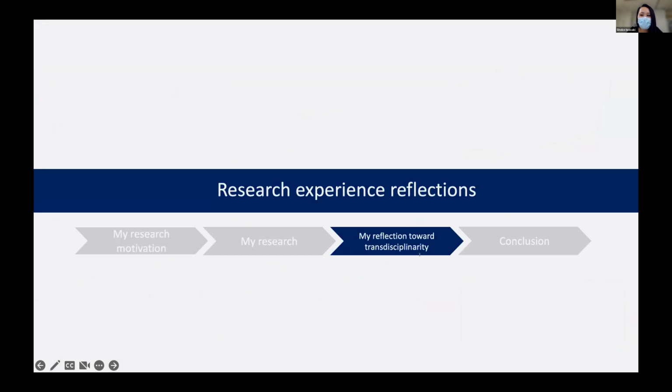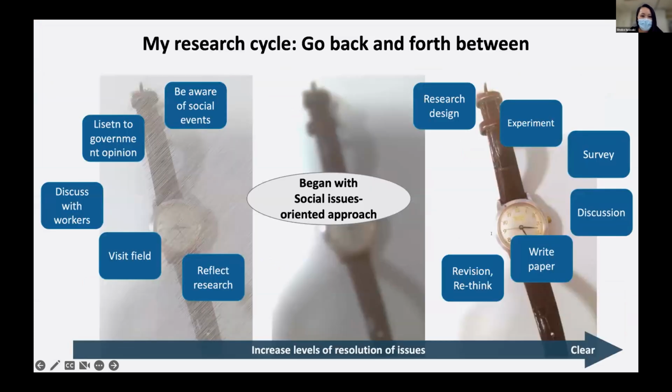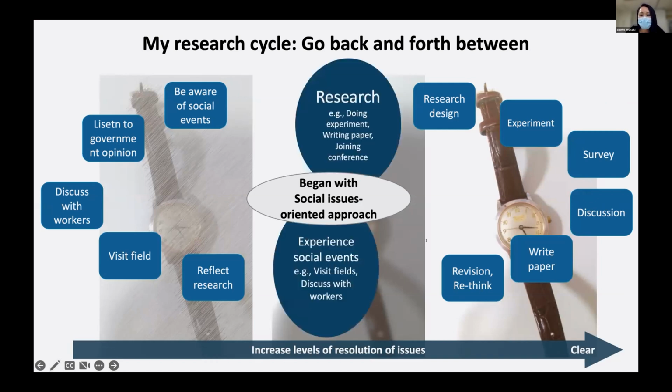Next, I would like to talk about my attitude toward transdisciplinarity. At the beginning, I was motivated to do research by social issues. So my research began with a social issue orientation. My research practice includes reviewing previous research, setting the hypothesis, designing the experiment, developing questionnaires, conducting experiments, and writing papers. In those activities, I had discussions with field workers, such as teachers and school directors. Of course, I met a lot of caregivers and children.